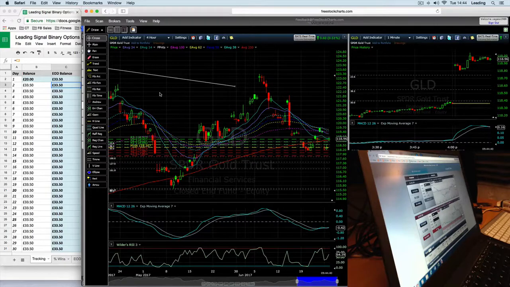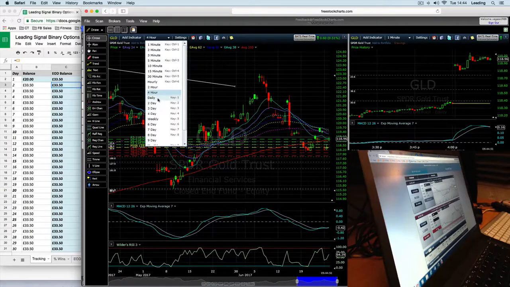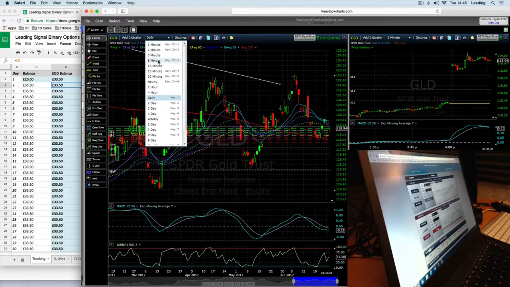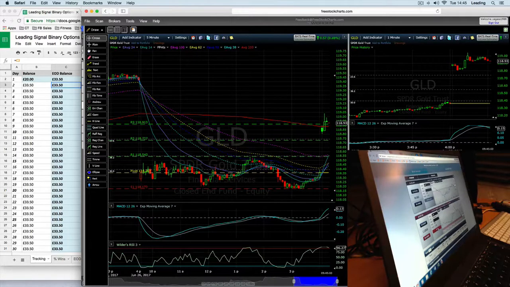Just turn that down a second. It's not the best of tunes. So on the 4 hour, it's above the 200 on gold. Just check the daily. Yeah, still. So that's bounced off the 200, and that looks quite positive. That's good. So that's gold.